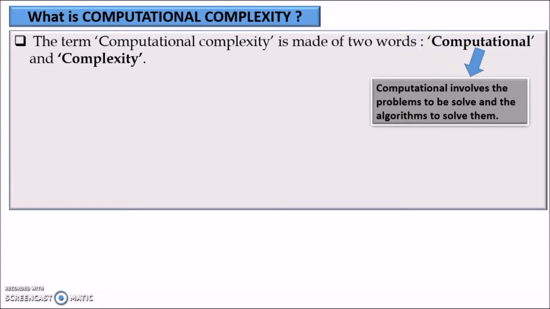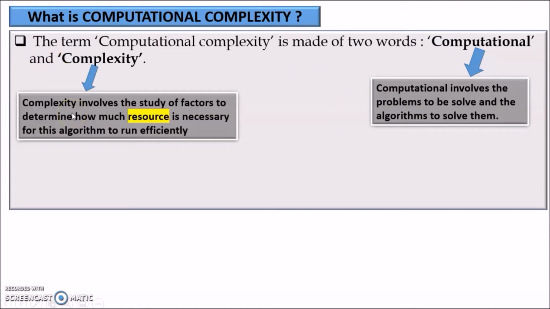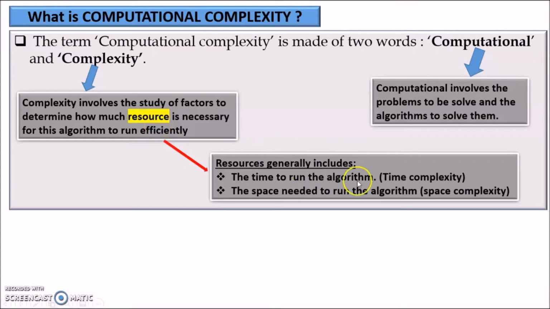Fine. So what is this computational? Computational means it involves the problems to be solved and the algorithms to solve them. Whereas complexity means it involves the study of factors to determine how much resources are necessary for the algorithm to run efficiently. When I say resource, it means the time to run the algorithm, which we already saw in the last slide. That is the two internal factors: the time to run the algorithm, and the space needed to run the algorithm, that is space complexity. These are the important resources.